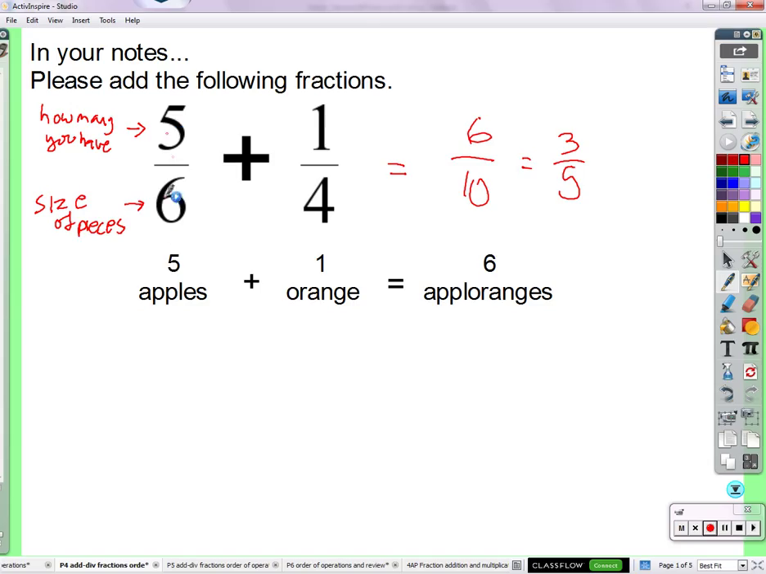Five apples, just like you have 5/6, plus one orange, just like you have 1/4, the six oranges. I just made up a thing for them to be, and I have six of them, right? Is an apple an orange? No. Is an orange an apple? No.